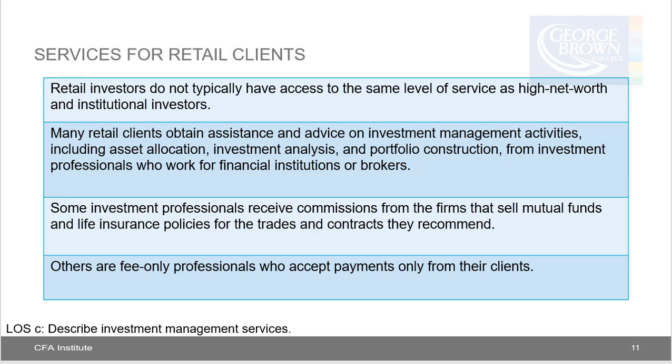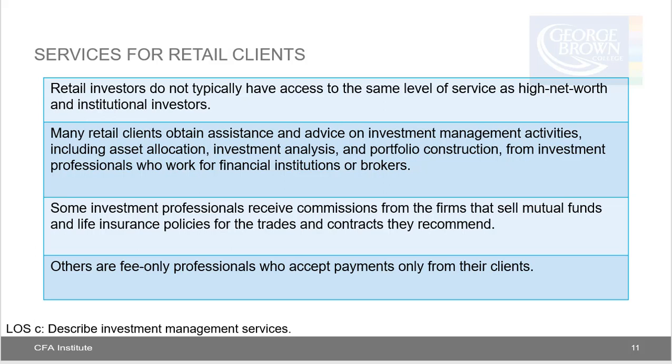Okay, so retail investors do not typically have access to the same level of service as high net worth and institutional investors. So many retail clients obtain assistance and advice on investment management activities, including asset allocation, investment analysis, and portfolio construction from investment professionals who work for financial institutions or brokers, from investment advisors or certified financial planners, for example. Some investment professionals receive commissions from the firms that sell mutual funds and life insurance policies for the trades and contracts they recommend.